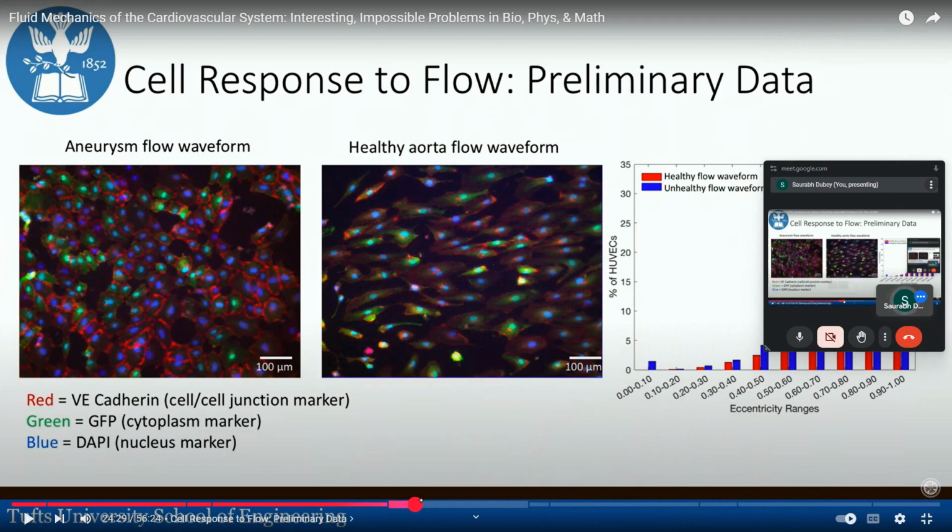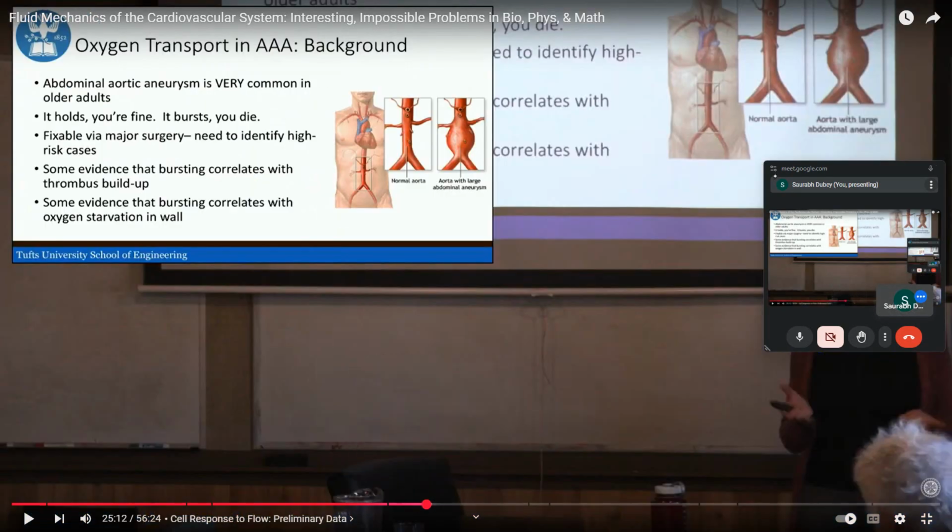So the next part which has been explained is oxygen transport in AAA, the abdominal aortic aneurysm. Aneurysm we have already seen, there is this bulging. So bulging in the brain also, there was some aneurysm, very common in adults. It holds, you are fine; it bursts, you die. Okay, so it should not happen.